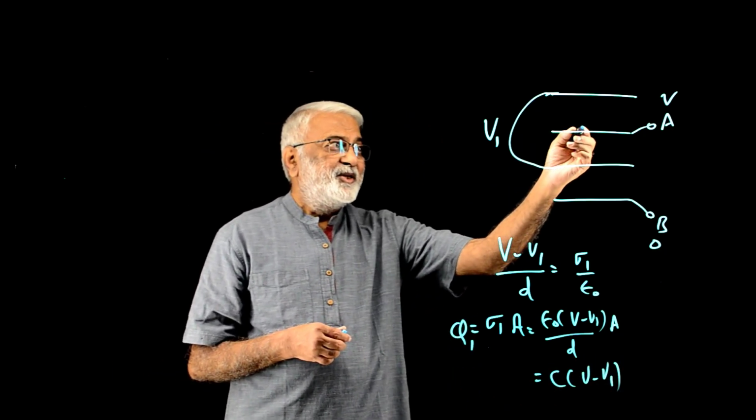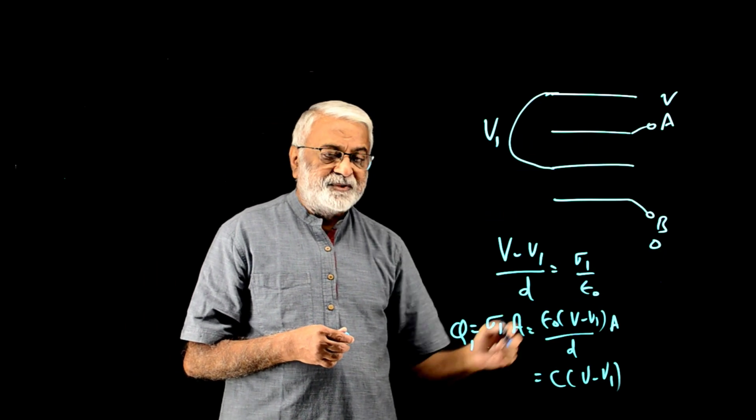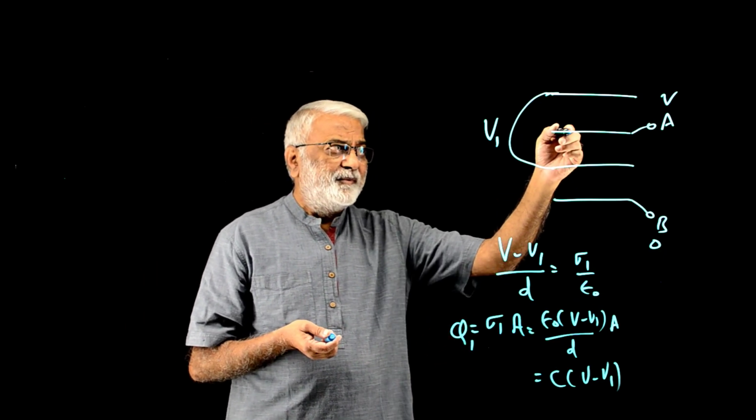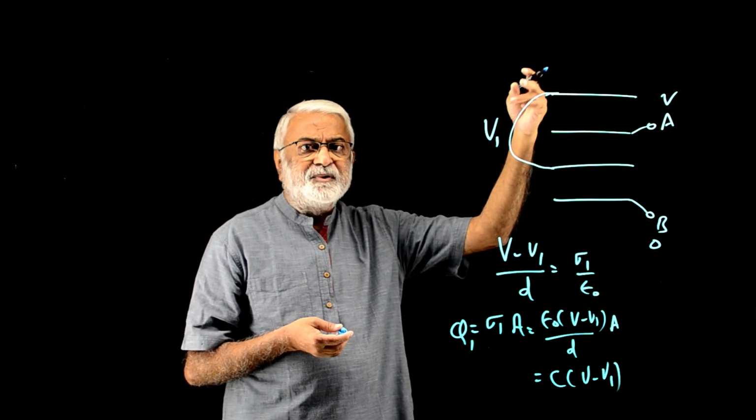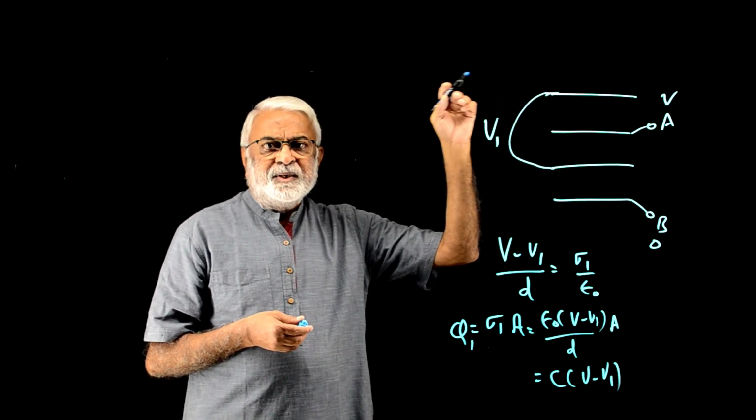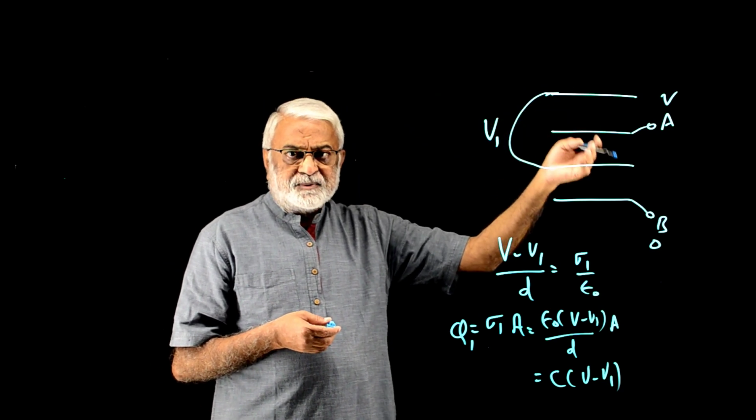So what is the charge here? C into V minus V1. How did we get this? We have assumed potentials, so we know the potential differences. In terms of potential differences, we know the field. So once we know the field, we know the charge responsible for that field.